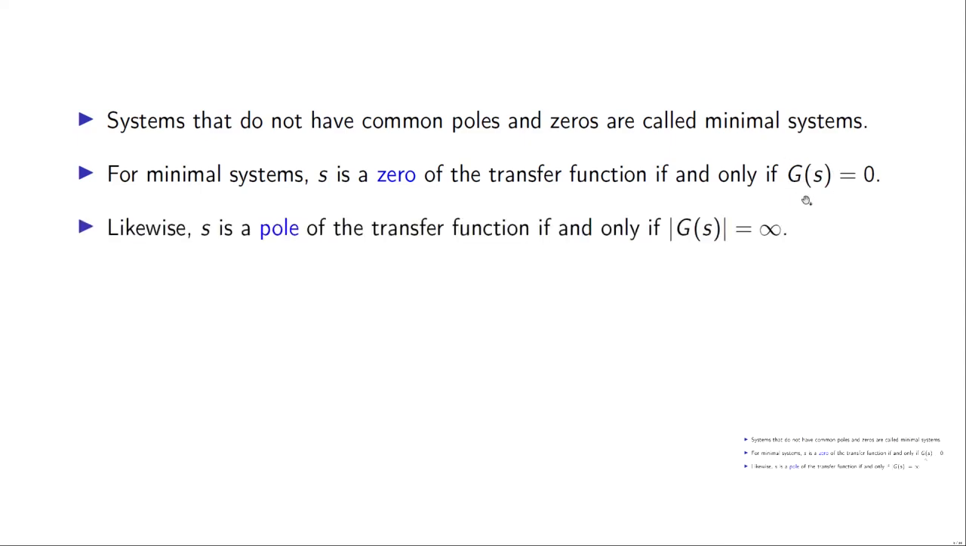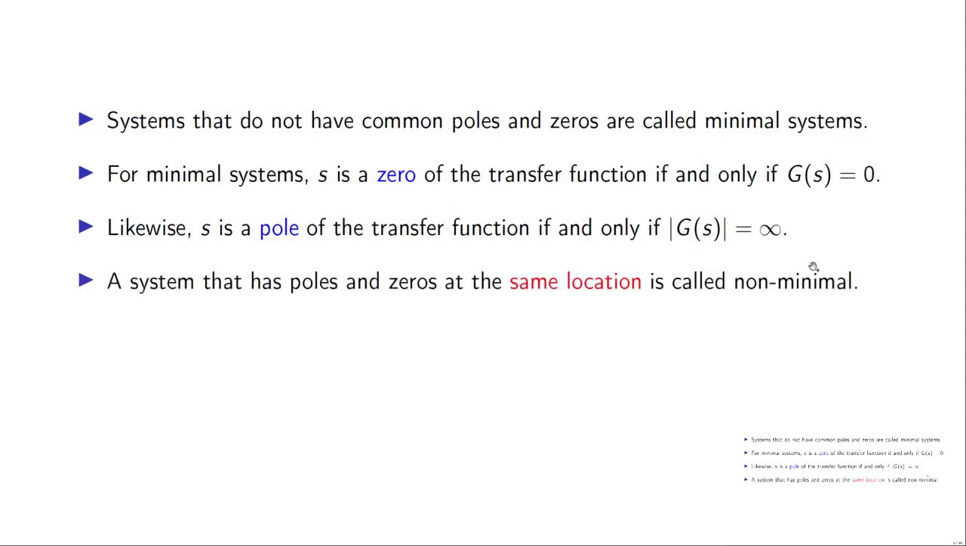And for the pole of a transfer function, if I replace s with the pole of the transfer function, I have infinity, because I'm dividing by 0. So when you divide something by 0, you have positive or negative infinity, but here I'm taking the absolute value, that's why it's always positive.